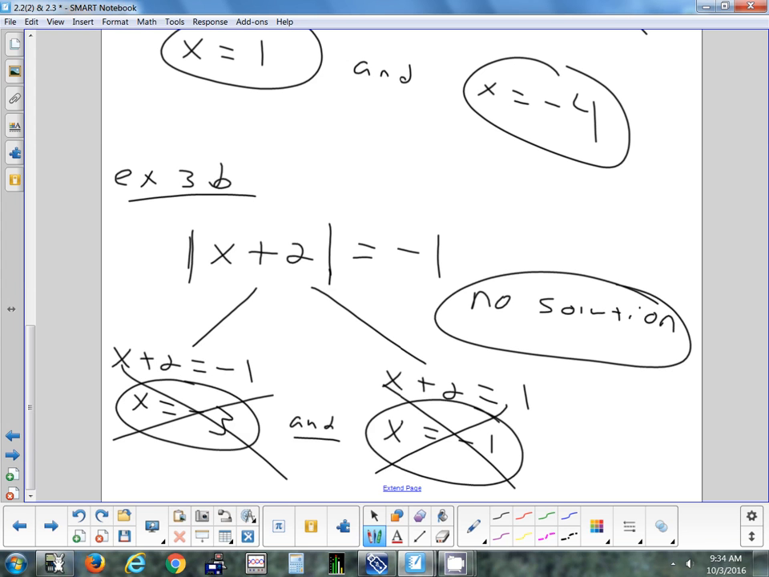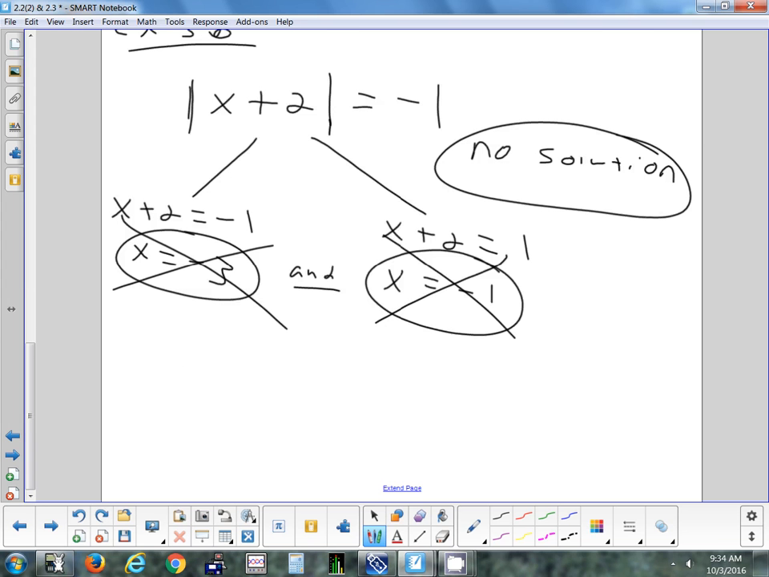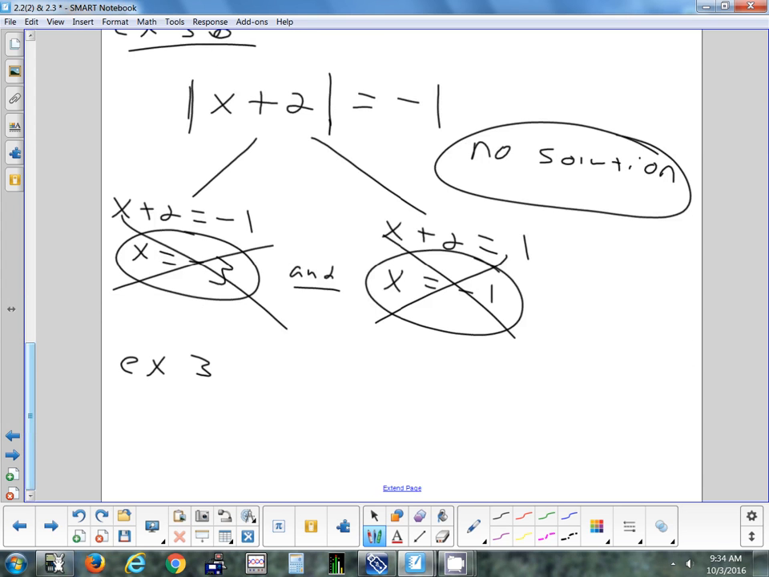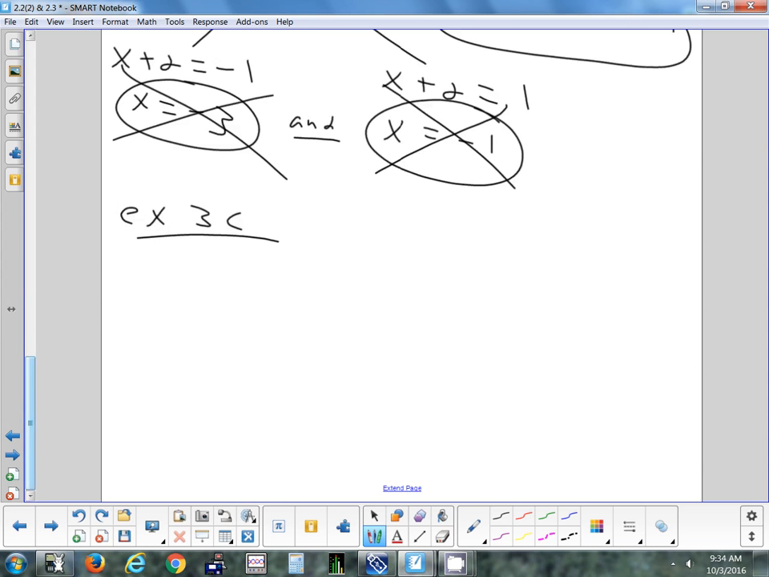So I said to you, generally absolute value equations have two answers. This is one that has none. Okay. What if I had, let's call this 3C, something like this. What would you say there? There are negatives on both sides. But I have a negative.